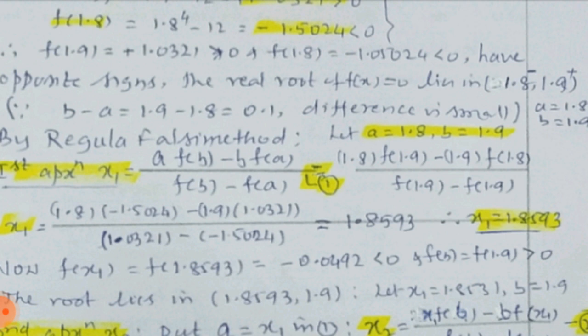1.0321 minus 1.9 into minus 1.5024. OK, you have changed it, divided by 1.0321 plus 1.5024, is 1.8593, the first approximation.